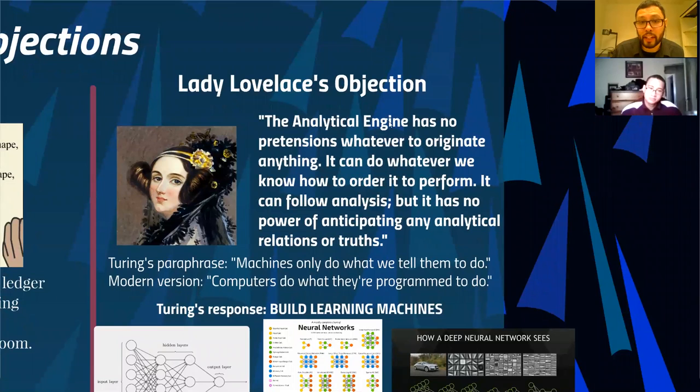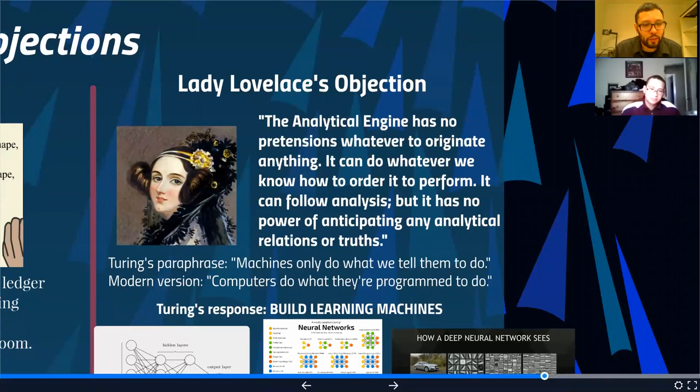This is Lovelace talking about the analytical engine with Babbage. In her notes, she says, the analytical engine can do whatever we know how to order it to perform. It can follow analysis, but it has no power of anticipating any analytical relations or truths. So it only does what we tell it to do, and it doesn't do anything beyond that. So when Turing talks about Lovelace's objection, he says that what Lovelace is saying is that machines only do what we tell them to do, or that machines only do what they're programmed to do.